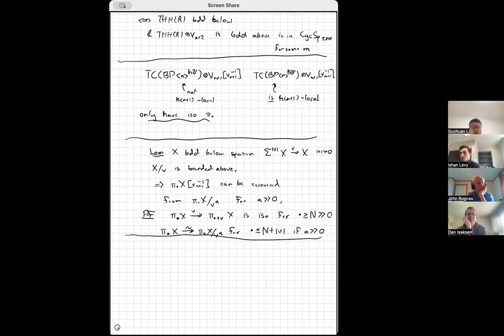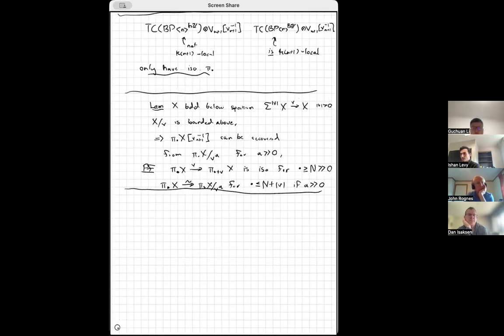Okay, so applying this to TC, what you see is that the key thing you want to show, even though these things are not equivalent, it would be enough to show something like THH of BP fixed points by Z, tensored with a type n+2 complex. It would be enough to show that something like this is bounded and equivalent to the same thing with the trivial action.